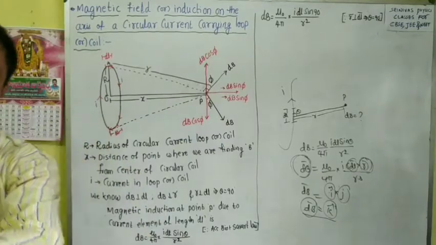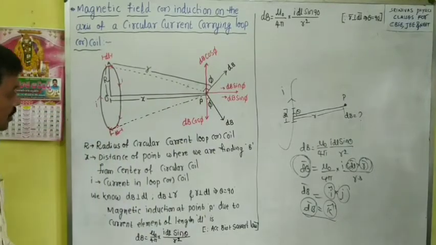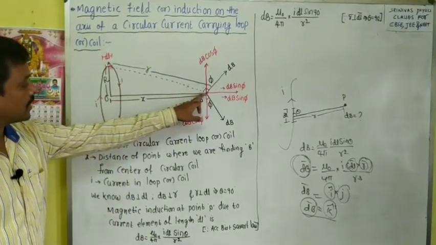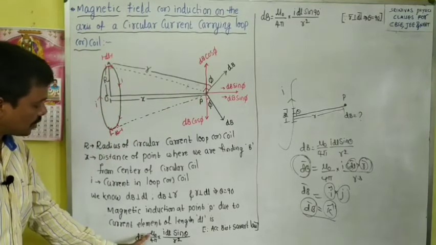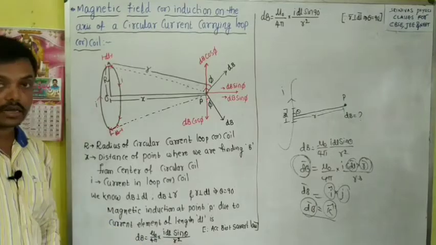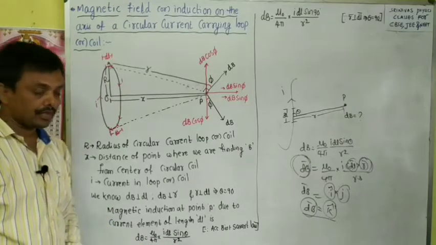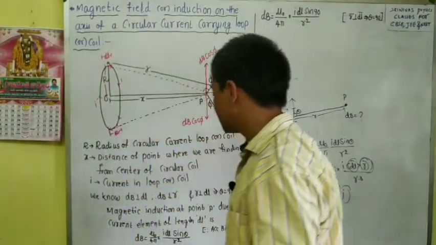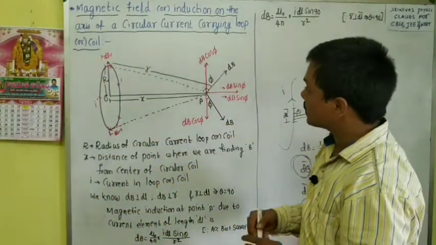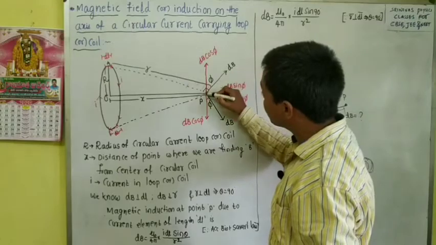Okay, look at here. Now I want to find out the magnetic induction at point P due to this small element. That formula is mu naught by 4 pi into I dl sin theta by r square. That we already know, that is according to Biot-Savart, the magnetic induction due to a small element. But here, what is the direction of the magnetic induction? Magnetic induction should be along this direction.